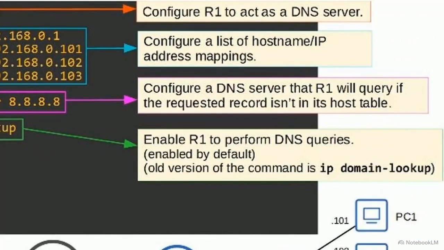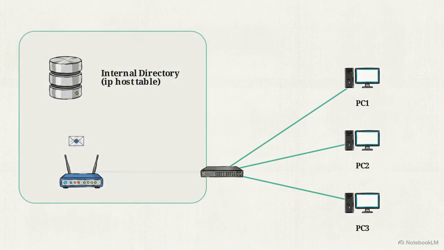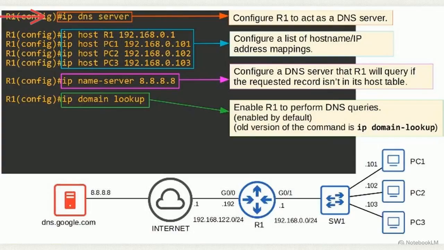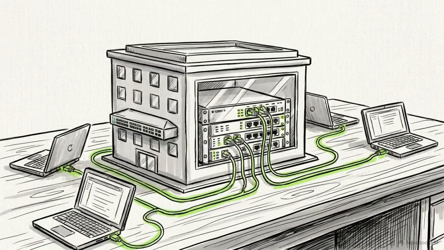The next logical step is allowing other devices on the LAN to query the router for this newly built internal directory. We activate that with a single command, IP DNS server. This turns on the router's ability to answer incoming DNS queries. Now, large enterprises rely on dedicated Windows or Linux servers for this task, but this iOS feature is highly effective for isolated labs or small branch networks.